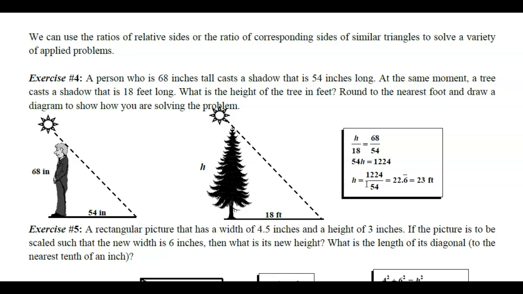So in order to solve this, we can set up one fraction that shows the ratio between the person's height and his shadow, and set that equal to a fraction that shows the tree's height and its shadow.